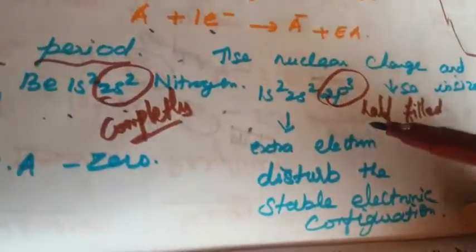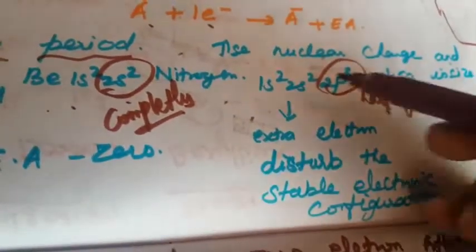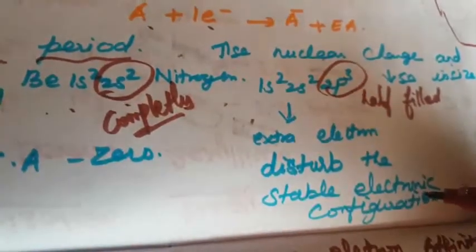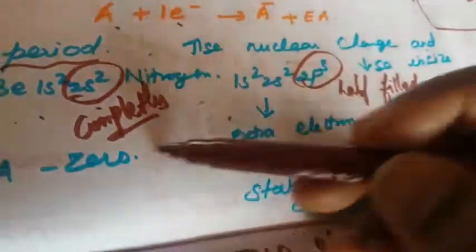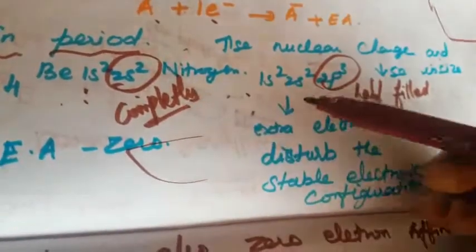So with half-filled and completely filled orbitals, what will happen? An extra electron disturbs the stable electronic configuration. What is the meaning of that? When we add one electron to the outermost shell, it disturbs the stable electronic configuration. So for beryllium and nitrogen, the electron affinity will be almost zero.